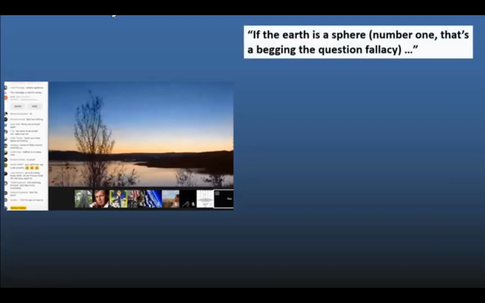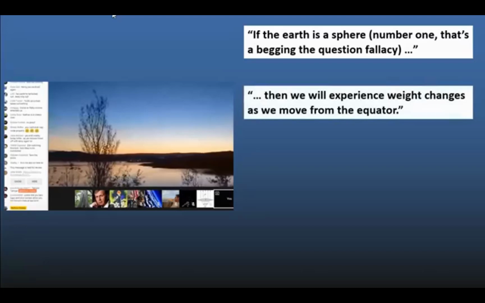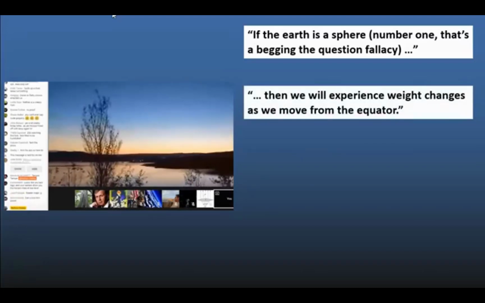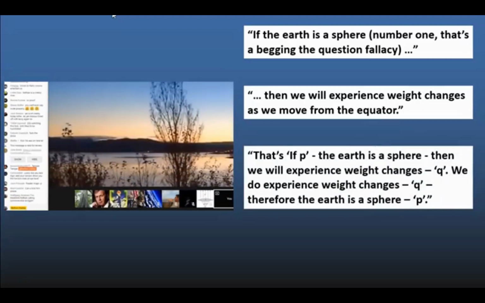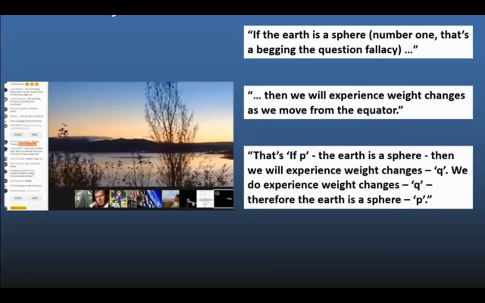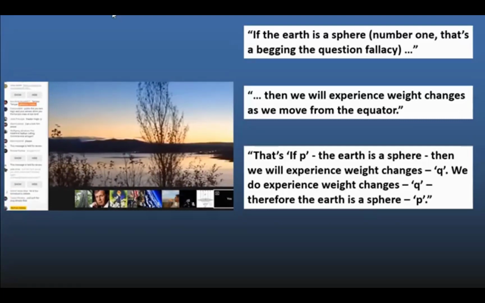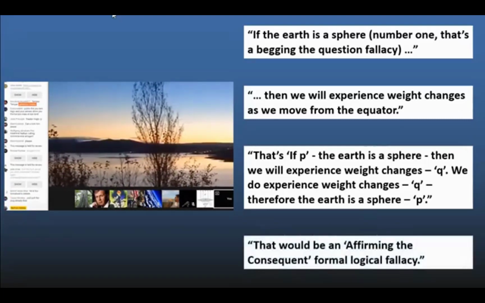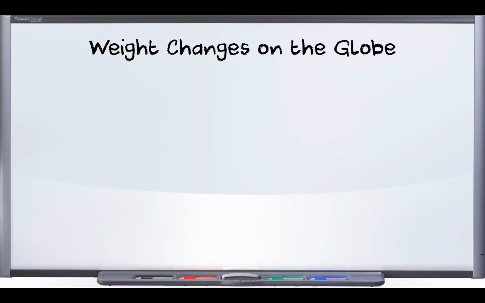If the Earth is a sphere, number one, that's a begging the question fallacy, then we will experience weight changes as we move from the equator. That's if P, the Earth is a sphere, then we will experience weight changes, Q. We do experience weight changes, Q, therefore the Earth is a sphere. P, that would be an affirming the consequent formal logical fallacy.